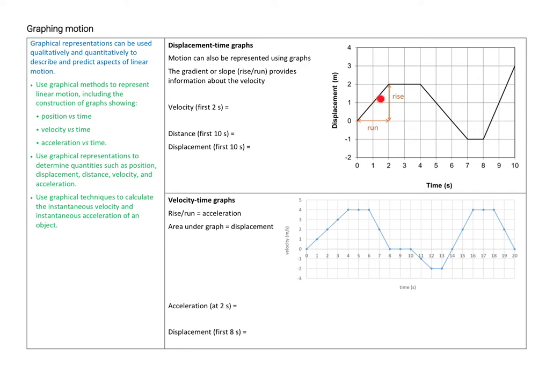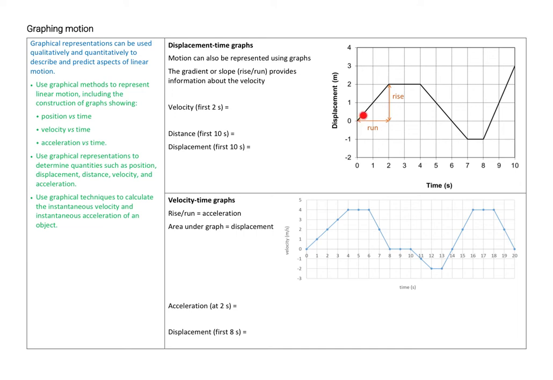The slope of this graph represents the velocity. So what does velocity equal? Velocity equals displacement over time. The rise is the displacement, the run is the time. You may have used the word gradient instead of slope in maths. You may have talked about the change in y over the change in x rather than rise over run. I like rise over run. So we can work out the velocity.